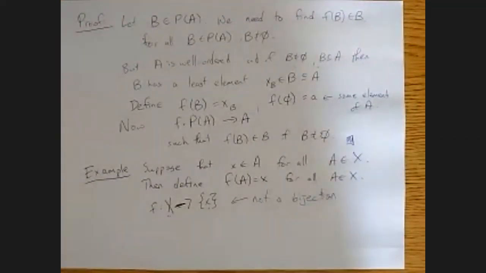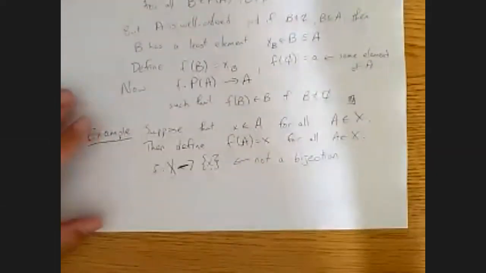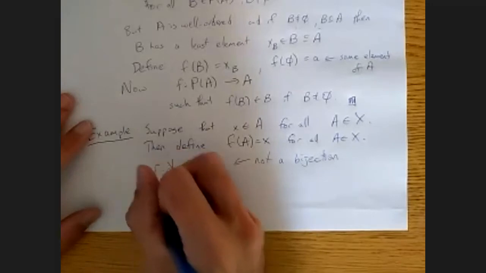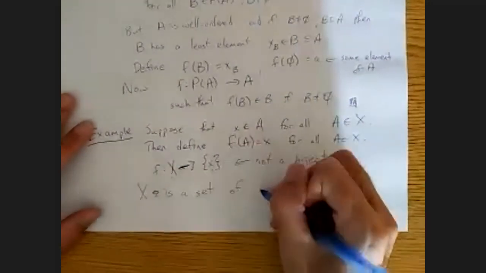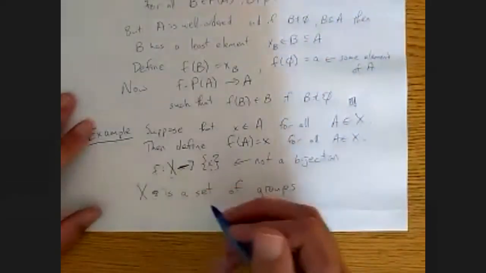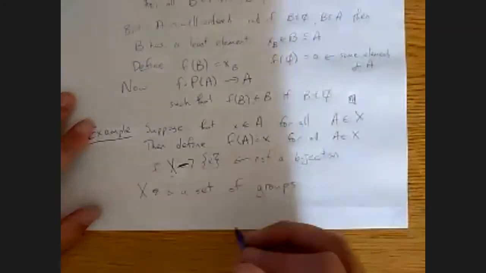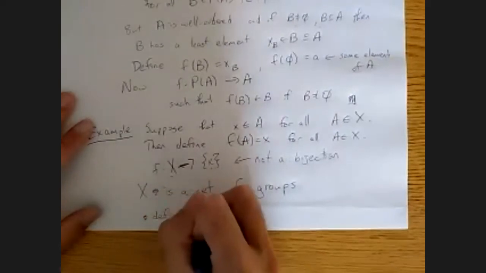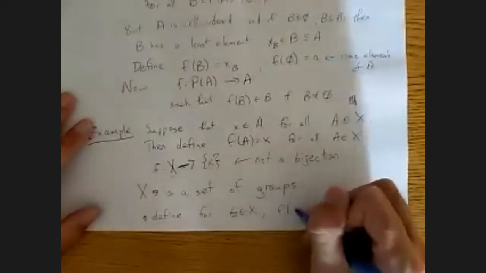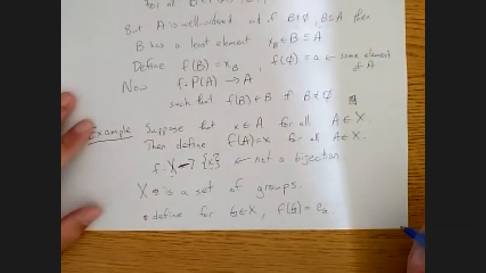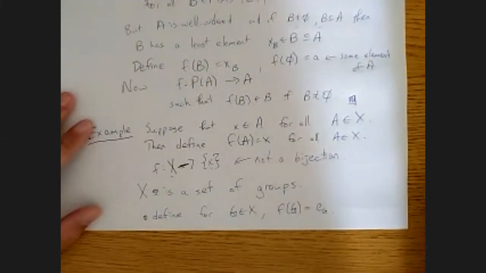An example where this might happen, well, this is from algebra: if X is a set of groups, so every element of X is a group. Groups have an identity element because that's one of the axioms for groups. So then you can define, for G in X, f of G to just be the identity of G. This is another example where you get a choice function without having the axiom of choice, because the identity of a group is given to you from the definition of a group.